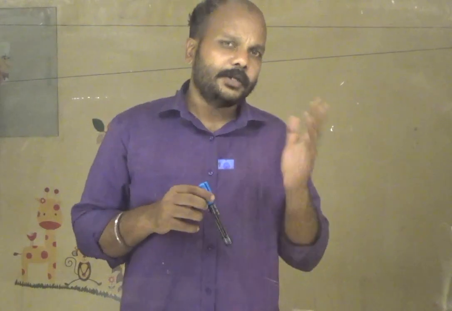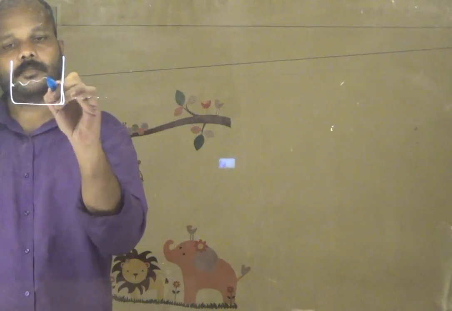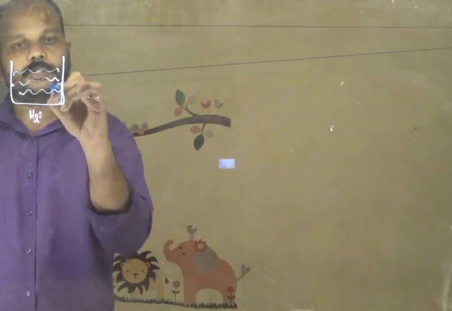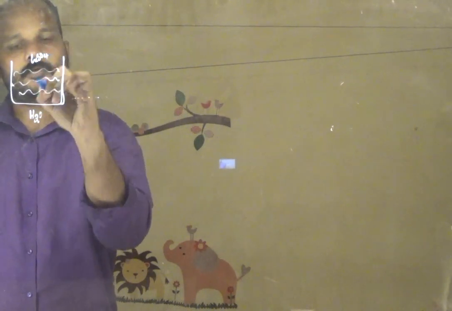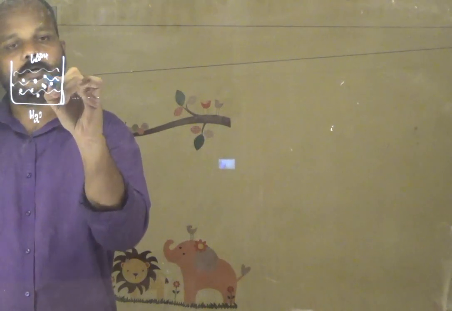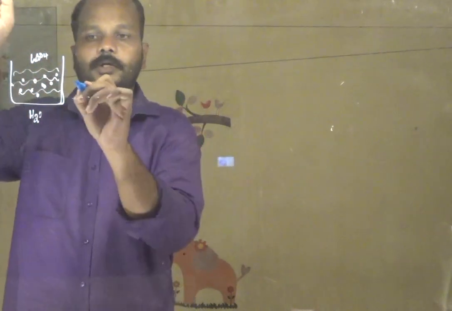Another way you can take the solids out of a solution is crystallization. Let's go through an example. Here this is water, and it contains copper sulfate. The copper sulfate is a blue colored crystal. It is dissolved in this particular beaker.